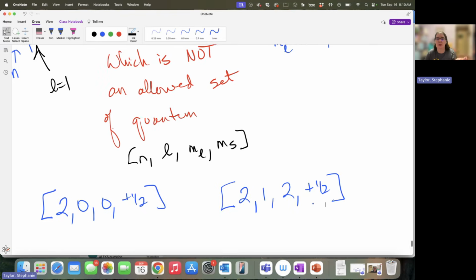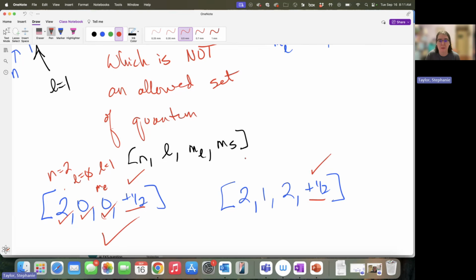Whenever I'm looking for things that are not allowed, I like to double check m sub S first, because if that's not positive or negative 1/2, then it's wrong. But those are both fine, both positive 1/2. Then you actually have to go through the set. So this is n of 2, and when n equals 2, I have two options for L: an L of 0 or an L of 1. So n is fine, L is fine. m sub L has to be based on L. When L is 0, m sub L has to be 0, so that's fine. So this one's good. It means the other one should be wrong.